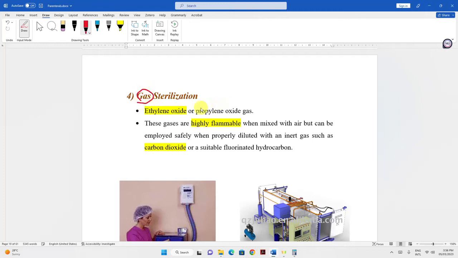Okay, and the gas that is used for sterilization is either ethylene oxide, and this is more common, or propylene oxide gas. Now, for ethylene oxide, sometimes they abbreviate it as ETO or EO, ethylene oxide gas. And if you are in the pharmacy, some of the syringes in the pharmacy, maybe not all of them, but some of them, look at them, read, and they will tell you ETO sterilized, means sterilized by ethylene oxide.